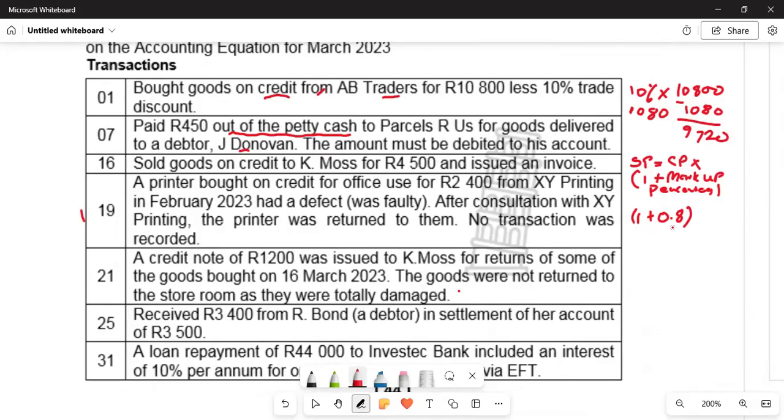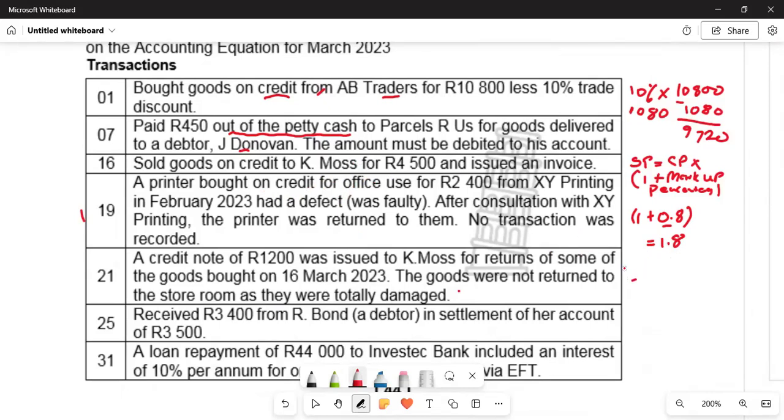The 0.8 is the 80% of markup. This one represents the original cost price. So when you add this and this, you get 1.8, which is our multiplier to calculate the selling price. So 1.8 is our multiplier to calculate the selling price. How much did we sell our goods for?